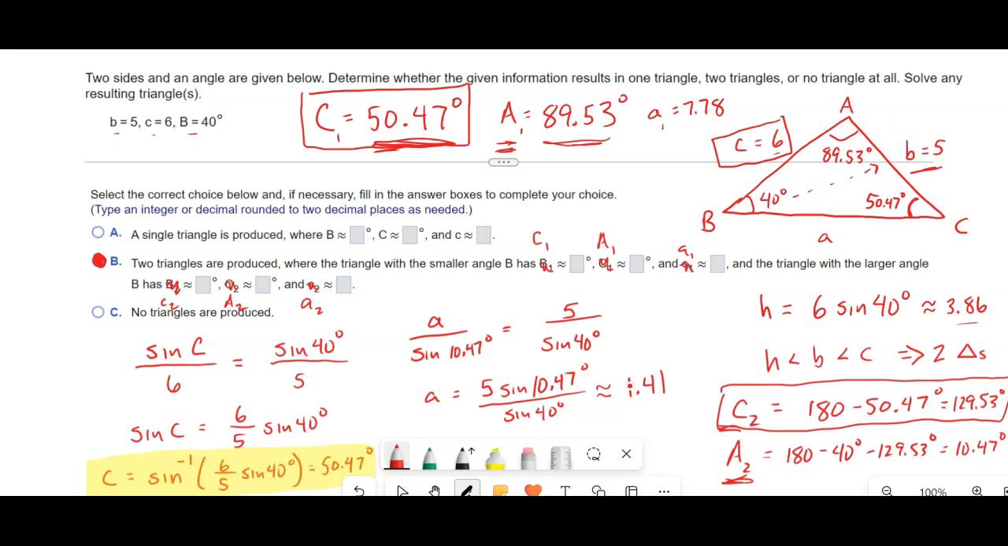But it all comes down to that first thing you saw for the second angle that you find in this SSA case, where when you have two triangles, one is going to be what you get when you just use the inverse sine to solve it, what we did here. The other one is going to be 180 minus that. And then the work from there is the same for both triangles.